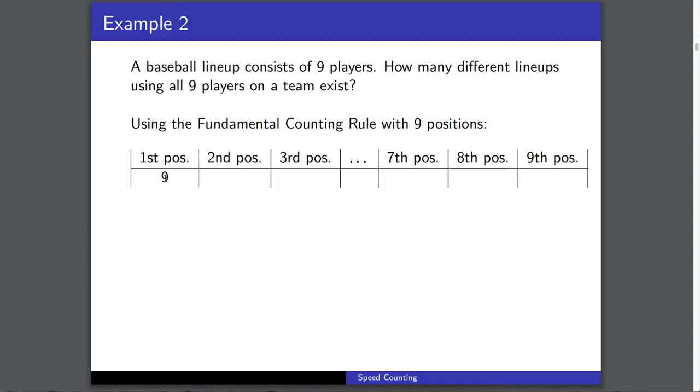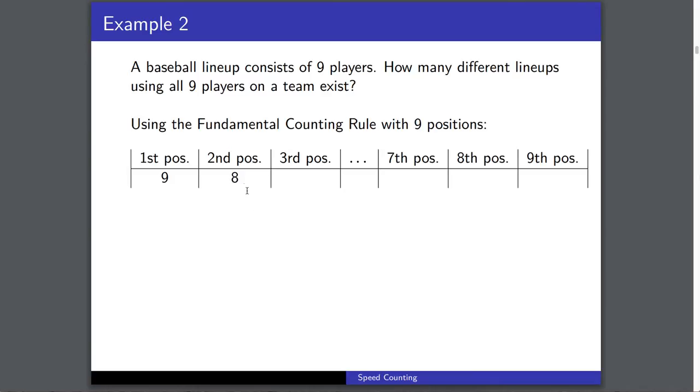As far as the first position, which is usually pitcher, at least it was when I was little and I played baseball, everyone wanted to play pitcher. There's 9 players available for that position. Now, once one of those 9 players has been selected to that position, that means now for the second position, there's only 8 players left. So notice we went down by 1 because our first position's already been assigned. Out of those 9 people, we now have 8 of them left for the second position.